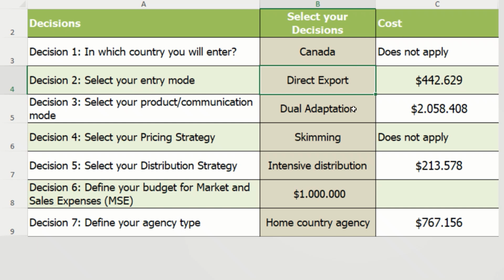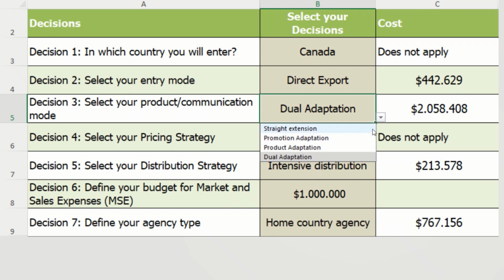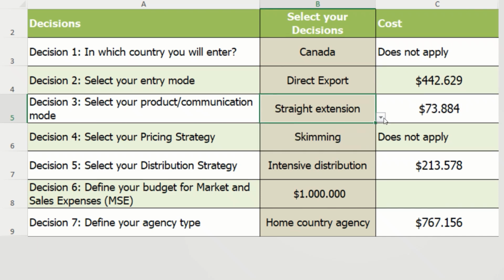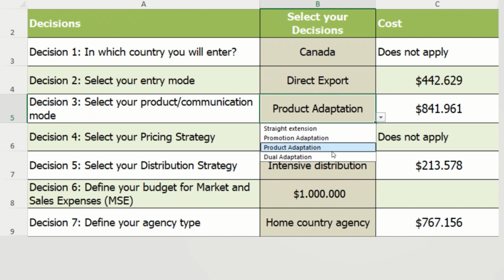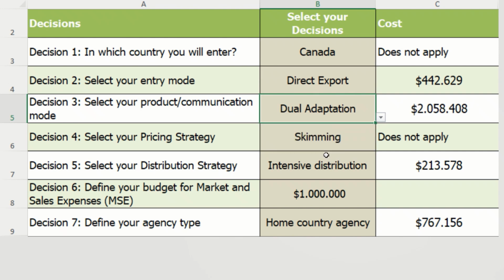Returning to our example, we can try these four different strategies in the input decisions tab. You can check what the price will be for a straight extension, really cheap; promotional adaptation, a little bit more costly; product adaptation, even more costly; and then dual adaptation, really costly.